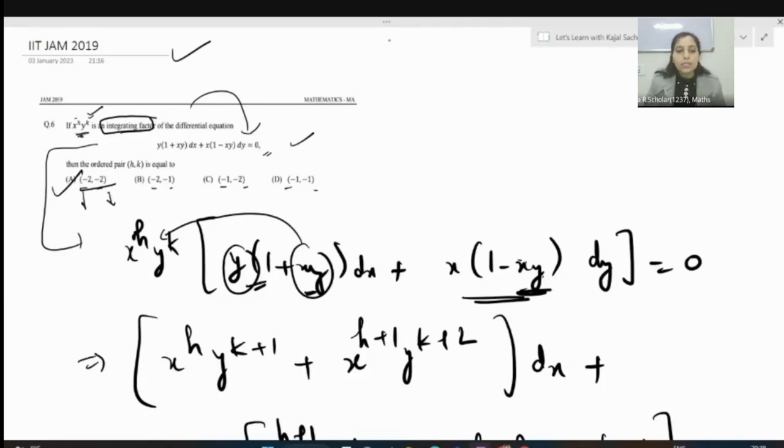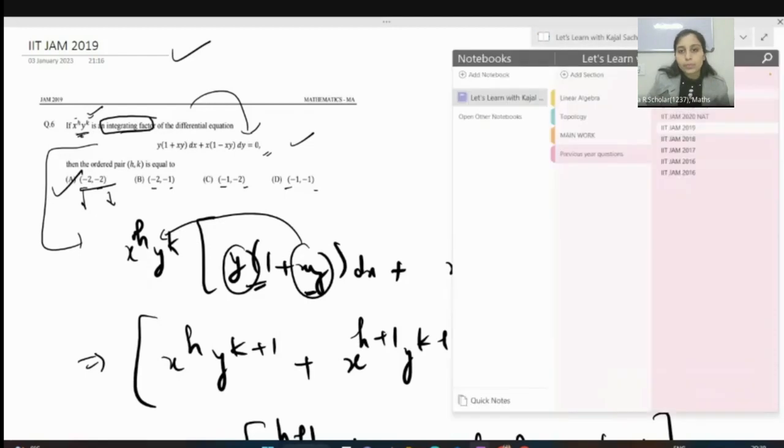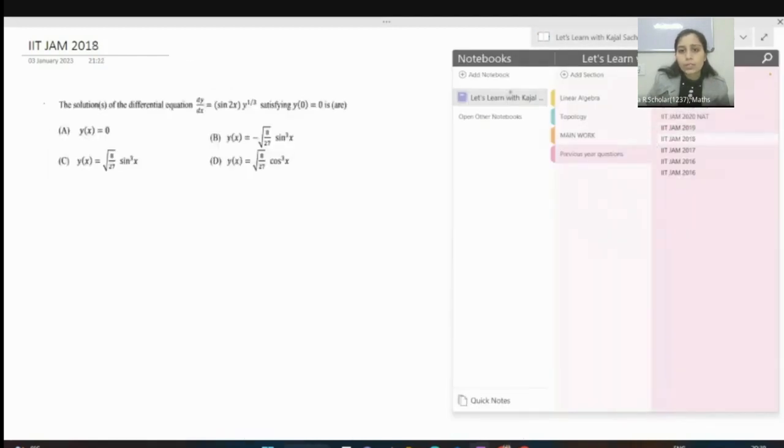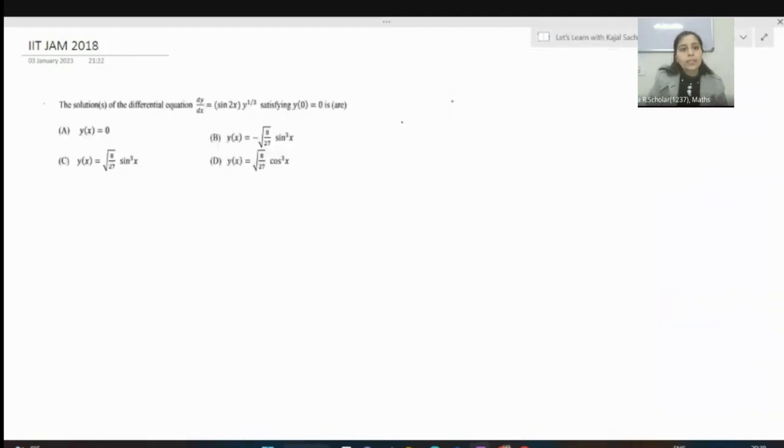So this is just a very simple question: multiplying by an integrating factor and making it exact. Let's try one more question from a previous year, from 2018. This is a multi-select answer type question. We can have one solution, two solutions, three solutions, or all four solutions. Just check all the four options.